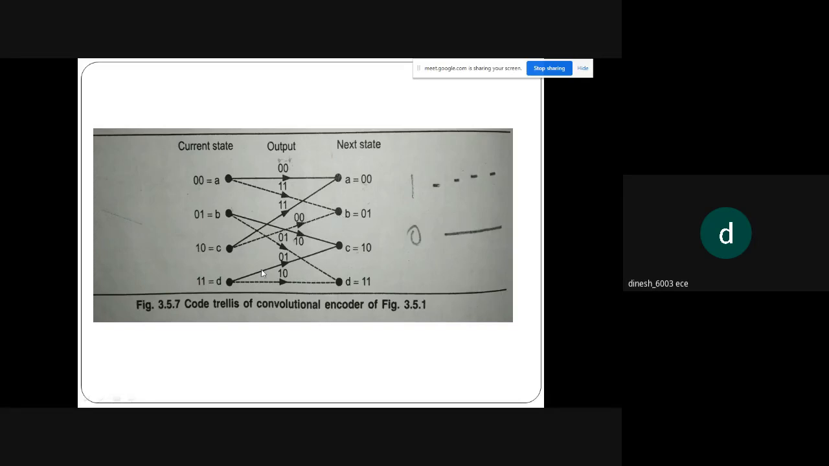So write it. Similarly for D, if m is equal to 0, connect it in dark line. Output is 0 1. Next state is C. Similarly for D, if I give m is equal to 1, it goes to again D state, and the output is 1 1. So this is how to draw the code trellis of the given convolutional encoder.